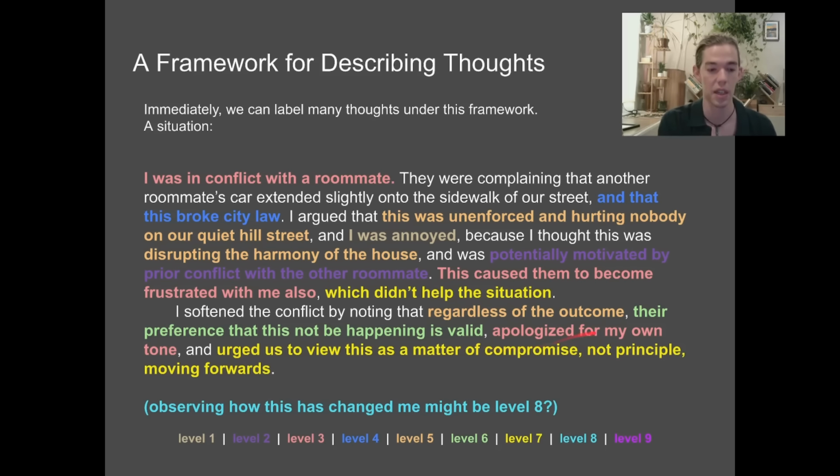That's level 6. I apologize for my own tone. That's level 3. And I urge us to view this as a matter of compromise, not principle, moving forward. So that's kind of a level 7 action to take. Maybe if I was observing how this changed me in the moment, that would be level 8 if I was detached in some way.